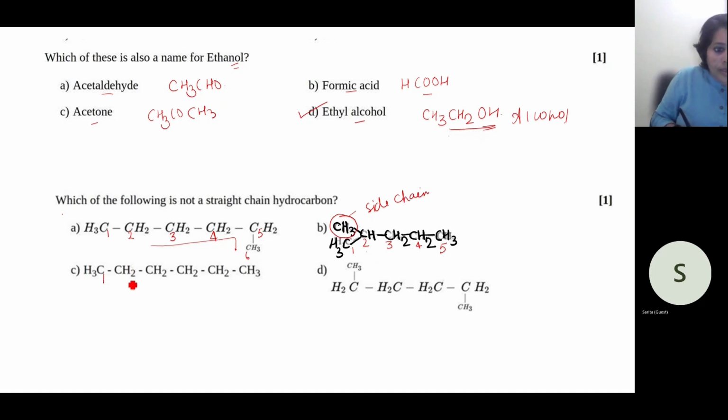Next, 1, 2, 3, 4, 5, 6. This is a continuous chain. Another 1, 2, 3, 4, 5, 6. Again, this is also a continuous straight chain. So the answer is B. Only it has one side chain. That is why this is not a straight chain hydrocarbon.